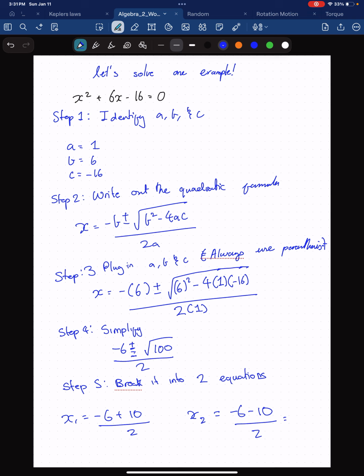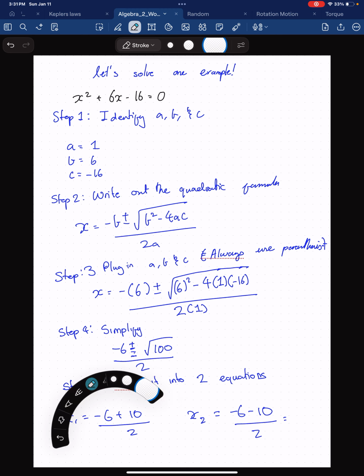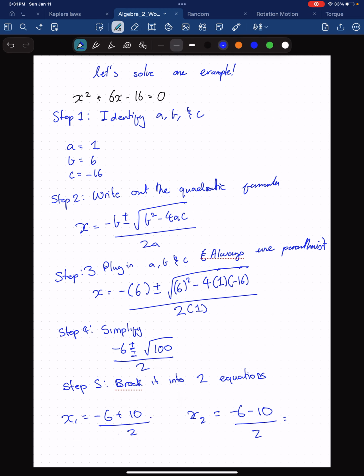So minus 6 plus 10 is really going to be 4 over 2. I'm going to write my x1 in a nice place. It's going to be equal to 4 over 2, and 4 over 2 is just 2. So my x1 is going to be 2. And then x2 is going to be minus 16 over 2, so my x2 here is just going to be minus 8. 16 divided by 2. And so my roots for the solution are at 2 and minus 8.